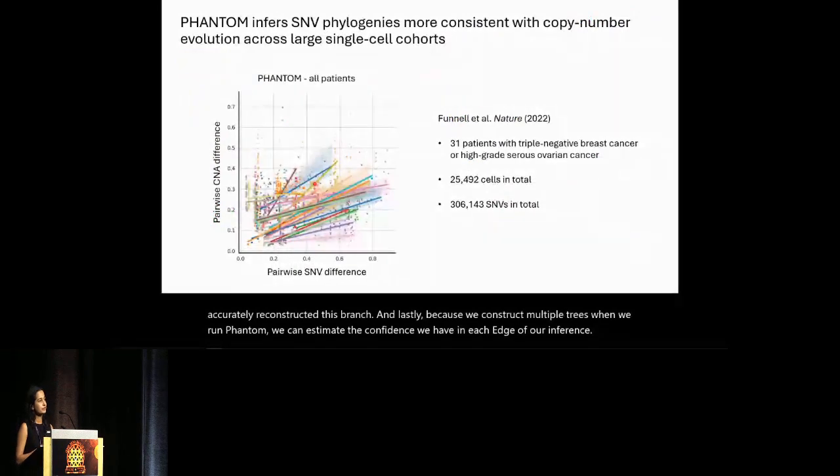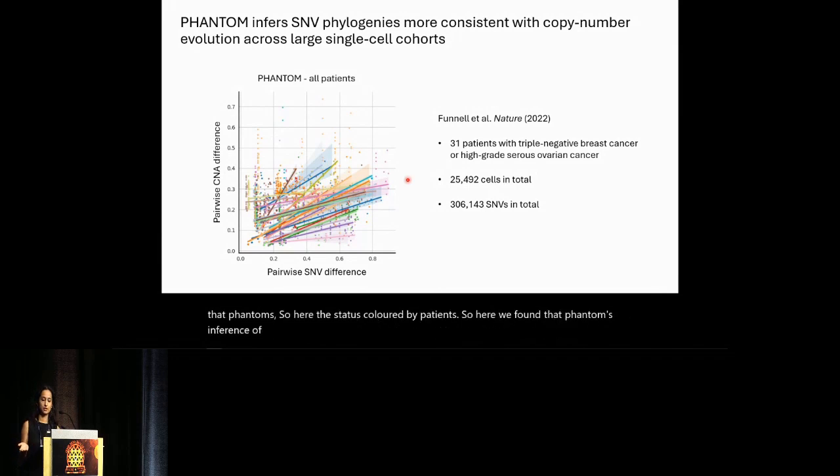And finally and briefly, we have also started applying our method to a large single-cell patient cohort of 31 patients, also published by Funnell and colleagues. Here this data is colored by patient. And here we found that Phantom's inference of phylogenetic trees being consistent with copy number evolution was a result that seemed to generalize across patients.